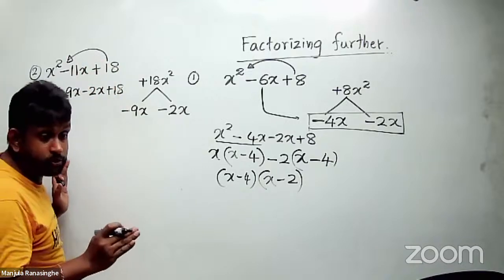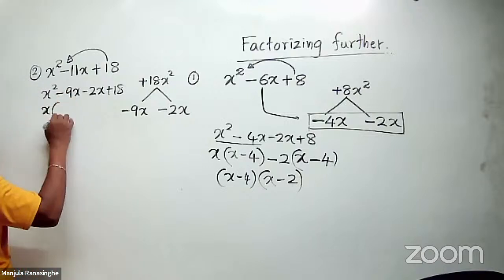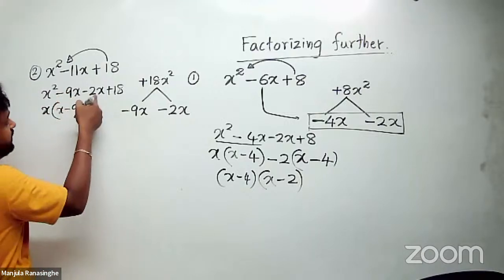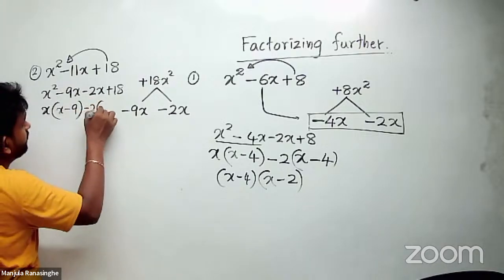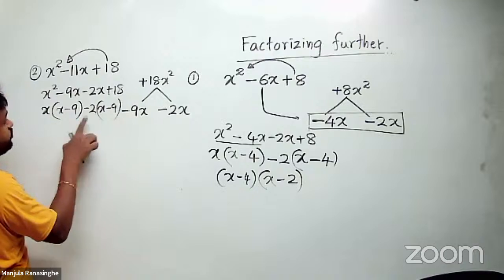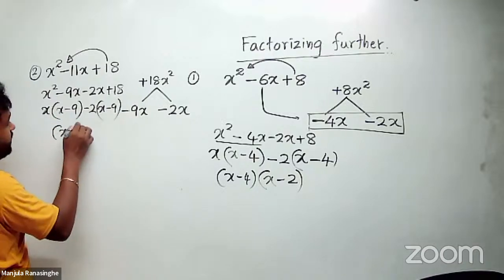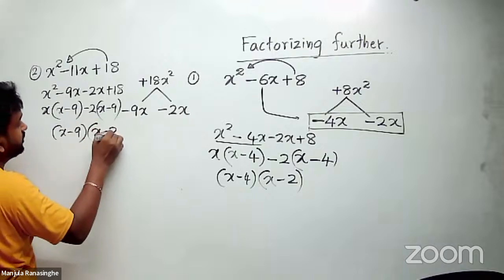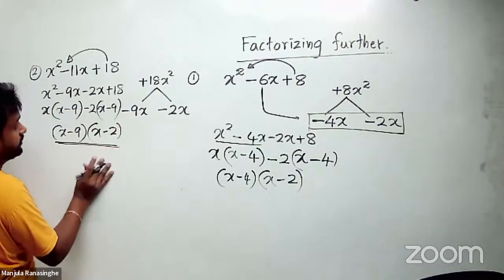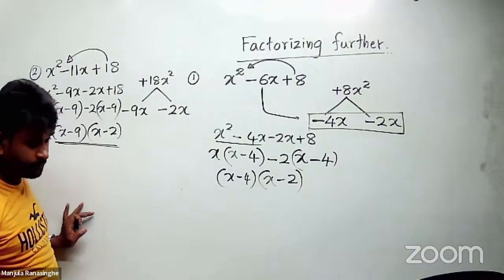Now take 2 by 2 the common factors. Here x taken out, then x minus 9. Here minus 2 taken out, right? Minus 2 taken out. Then x minus 9. Now x minus 9 as a factor common taken out. Then here x remains and here negative 2 remains. Right. This is the answer.